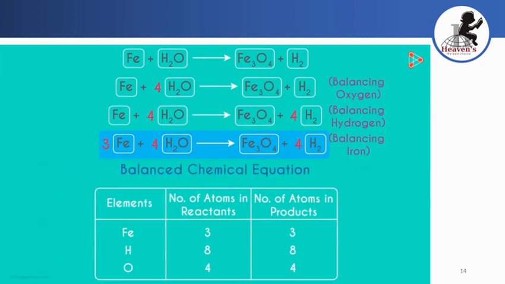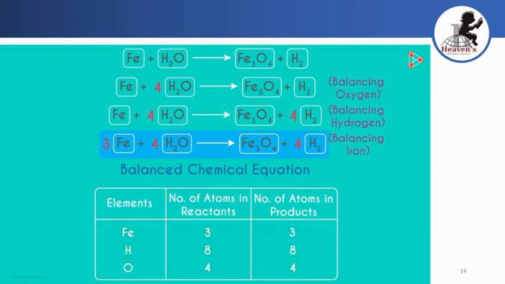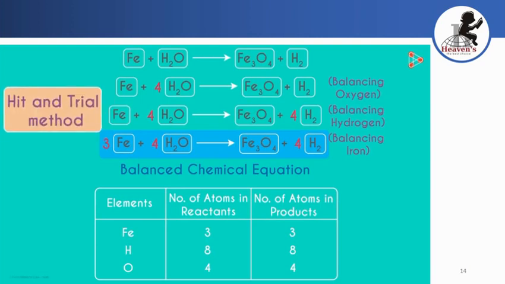So this is a completely balanced equation because the number of atoms on the reactant side and product side are equal. That's why it is a balanced chemical equation. A balanced chemical equation is also known as a stoichiometric equation.